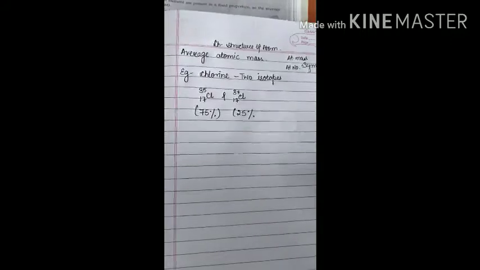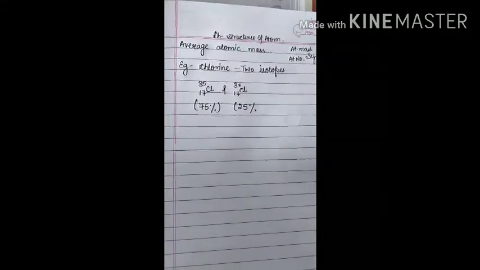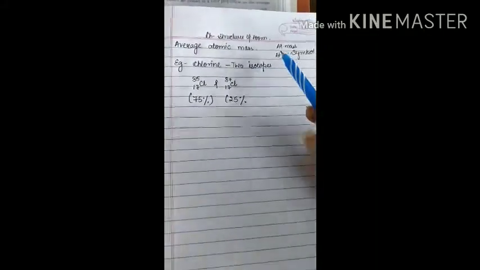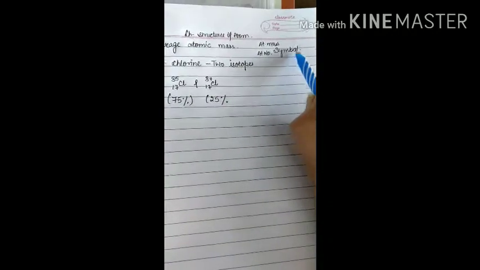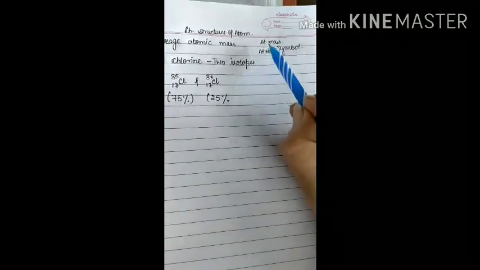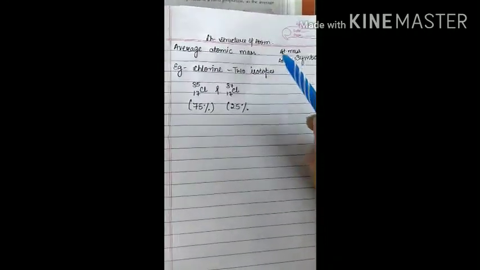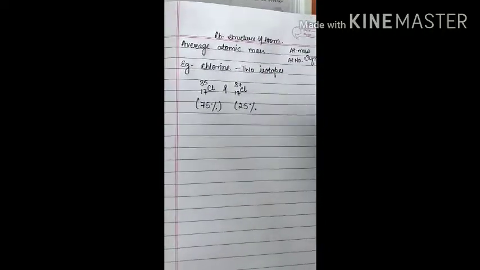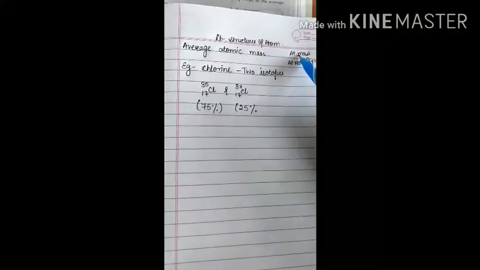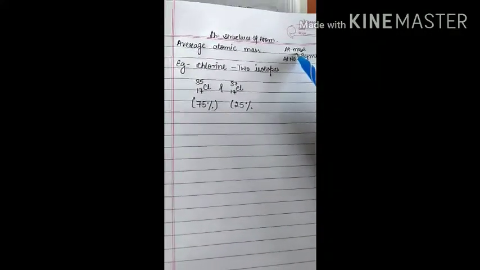Isotopes are those atoms of the same element which have the same atomic number but different mass number. If you see the symbol of the element, we have two things: first is atomic mass, second is atomic number. So the question comes that if we have two or three isotopes, which atomic mass number will we write? Because the atomic mass of different isotopes will be different.